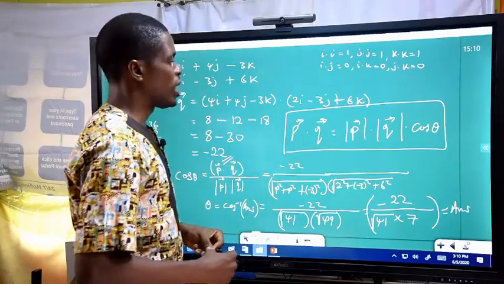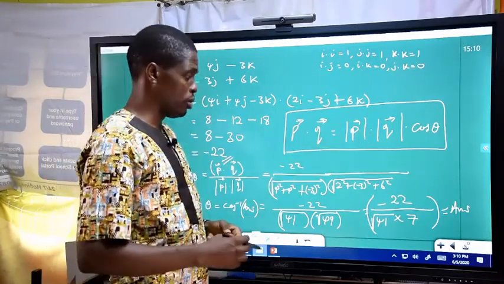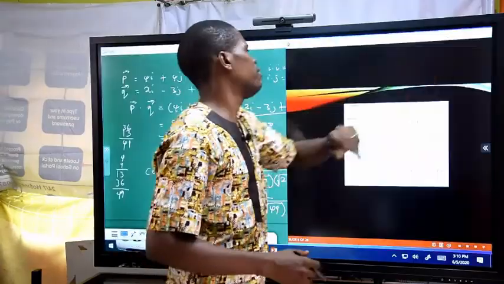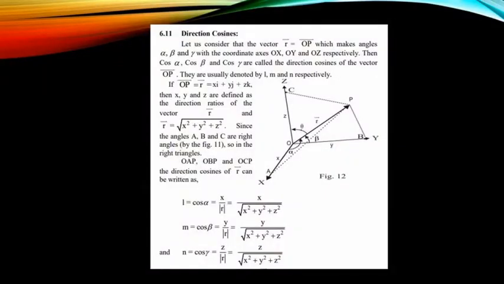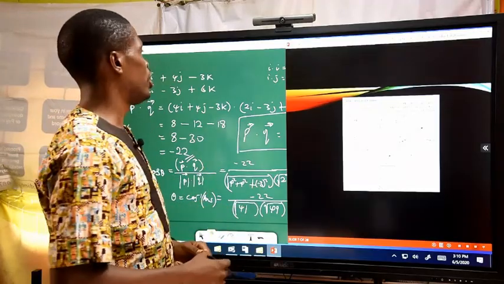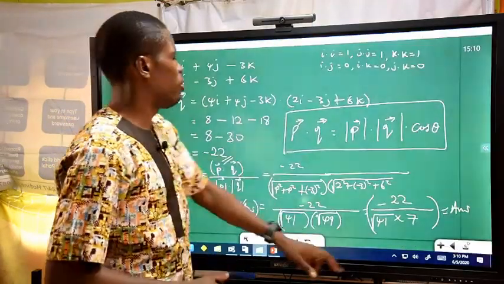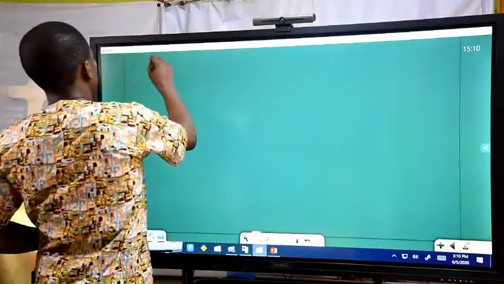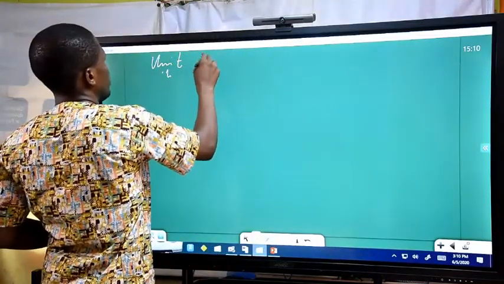If we have been able to establish the fact that the scalar product of two vectors is given as this, we can also find the vector product of two vectors. To find the vector product, first of all, let's look at what we call the direction cosine of a particular vector. But before we look at the direction cosine, we look at the unit vector of a three-dimensional vector. What is the unit vector of a three-dimensional vector? How do you find the unit vector?